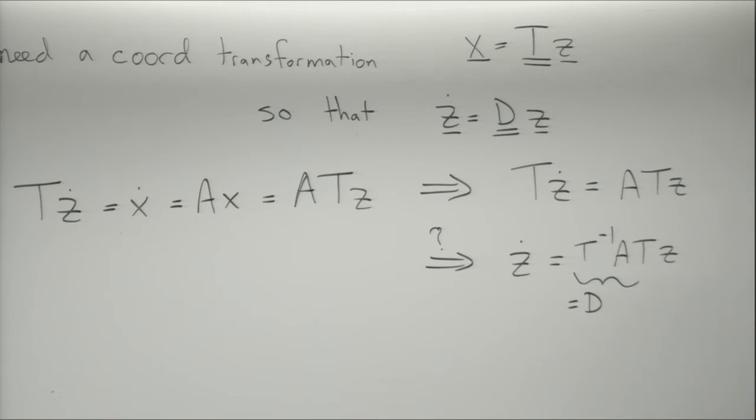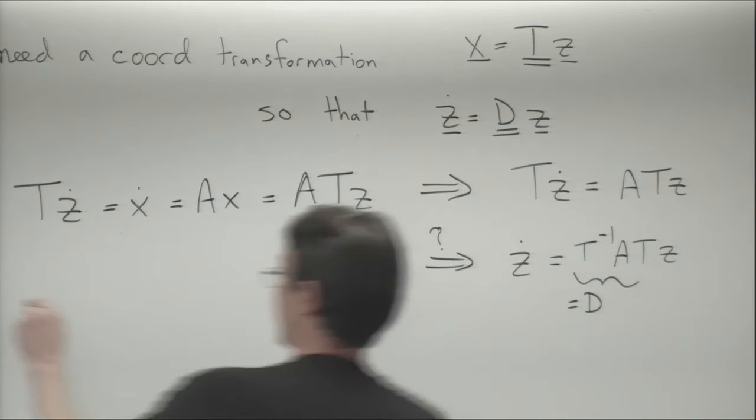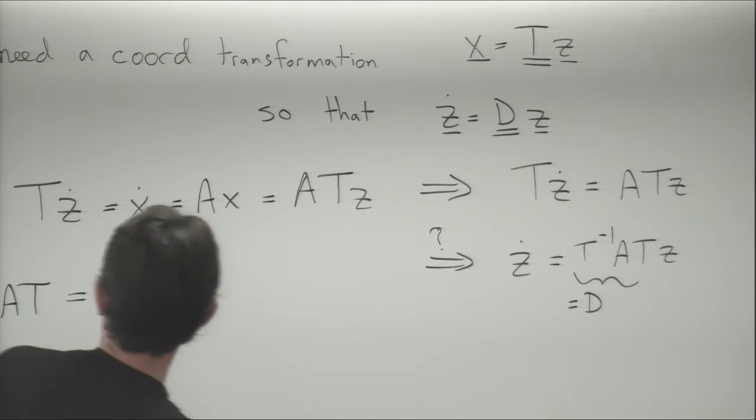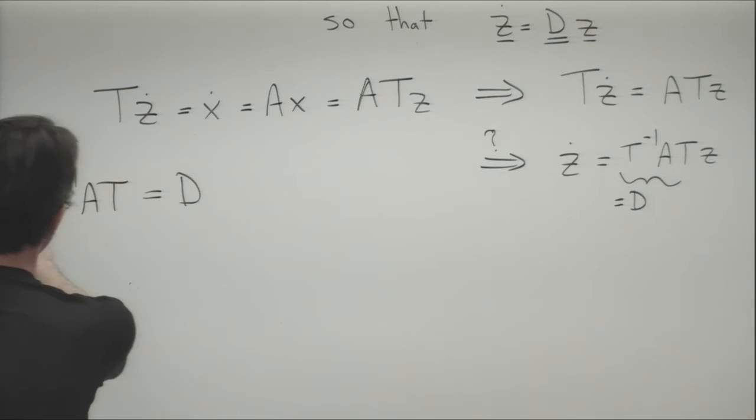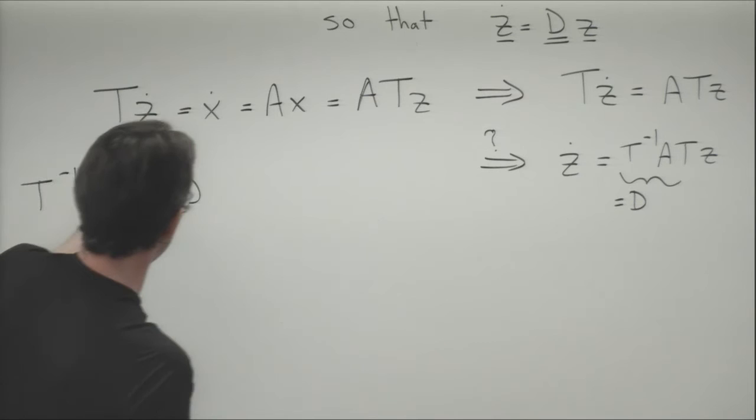Okay, good. So T inverse A T equals D. Now the last step, and this is pretty simple, I'm just going to multiply both of these on the left by the matrix T. So when you multiply numbers, it doesn't matter if you multiply on the left or the right. You know, if I have like 5 times this, that's the same as this times 5.